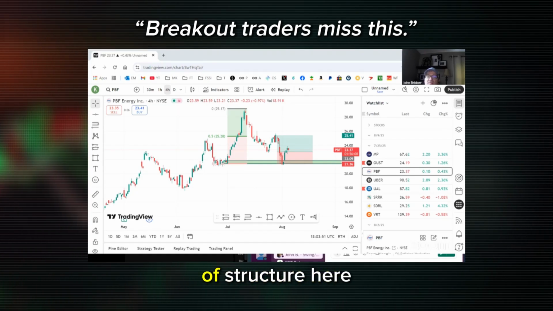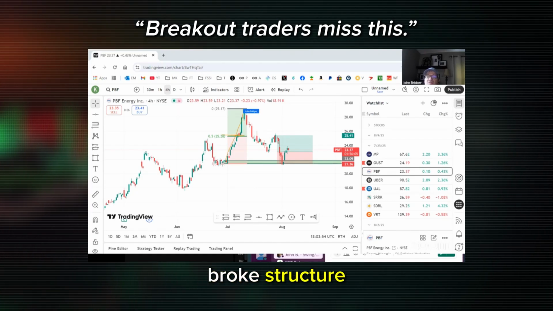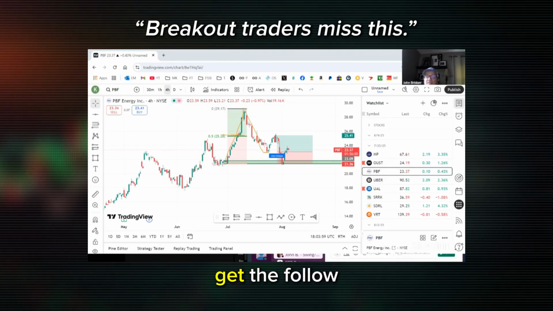So you've already got your break of structure here. Price came up and broke structure, and at this point you're playing on a retrace, which you could have gotten in here. You can see you didn't quite get the follow through.